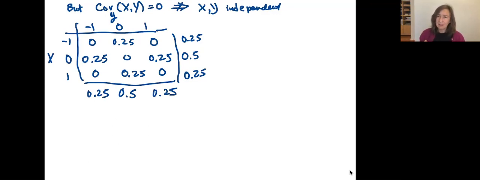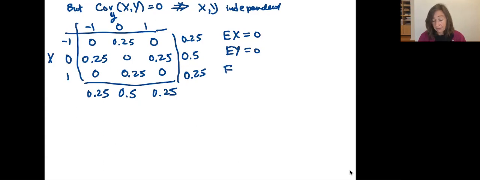I'm not going to write out all the calculations here. I think they're pretty easy to see. If you're not following every step, just write it out yourself with pencil and paper. But I'm going to assert here the expected value of x is 0. It's 0.25 times -1 plus 0.5 times 0 plus 0.25 times +1. So the -0.25 and the +0.25 are canceling each other out. And the same thing is true for y.